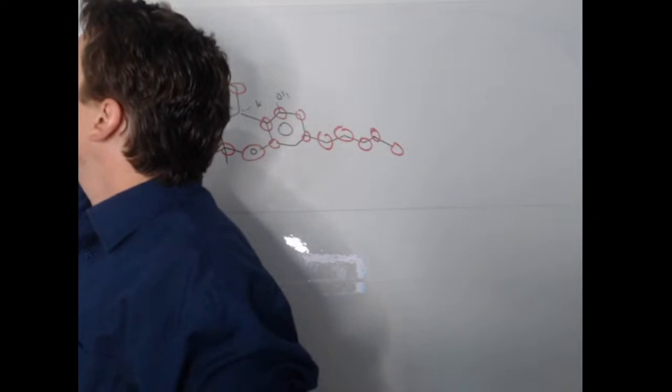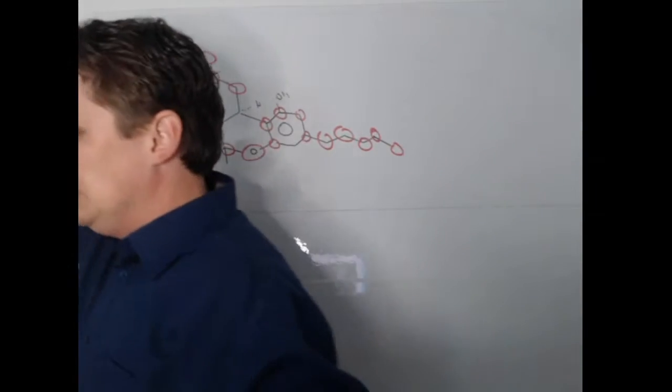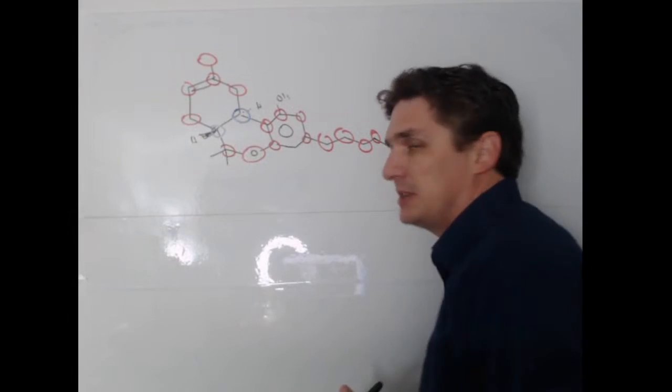Let's see if I've got a different color pen. Yes, I do. Actually, let's work with blue. Blue's a little bit easier to work with. So we've got this carbon and this carbon, both of which are chiral.